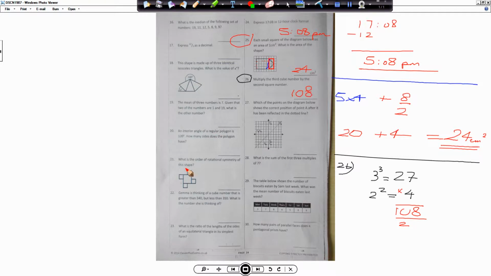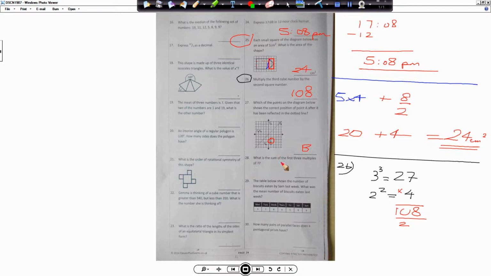Okay. Which of the points on the diagram below shows the correct position of point A after it has been reflected in the dotted line? So, question number 27. The correct position of A is? Which one is it? What's the correct position? B. Done.